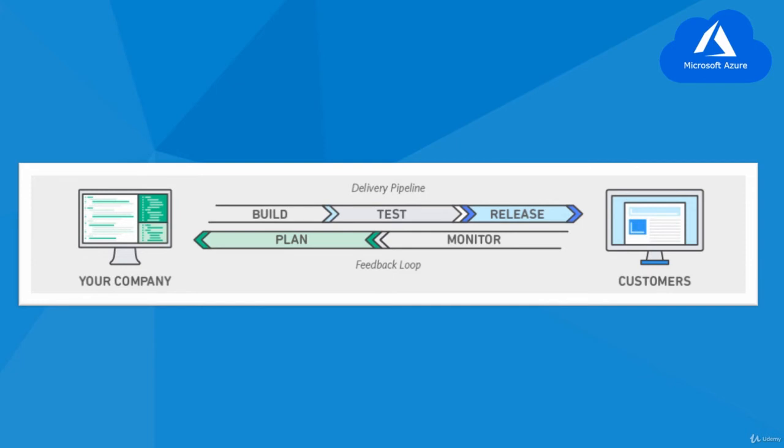We can have a delivery pipeline where we would plan, test, and release our applications from our company directly to the customers. And we will also consider how our customers produce output and generate results. And we can continuously monitor those things. And based on those reports or analytics, we could plan our next steps. So DevOps is a combination of all these processes.